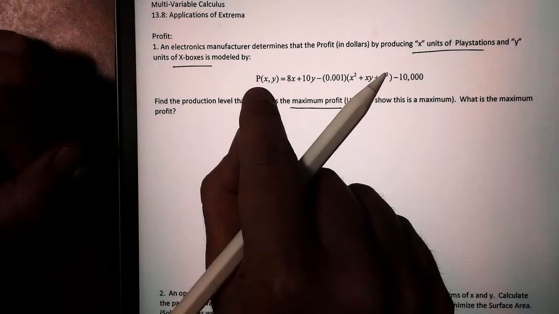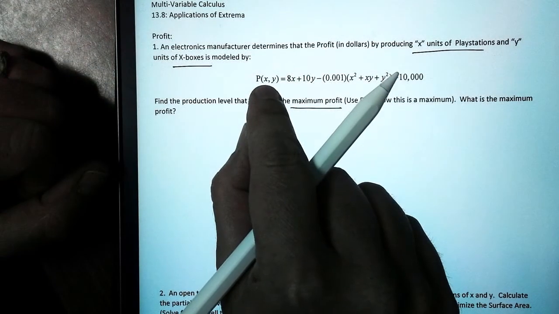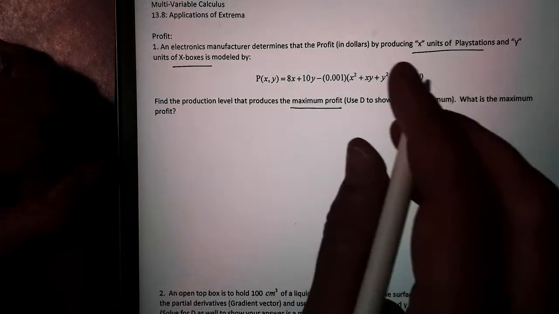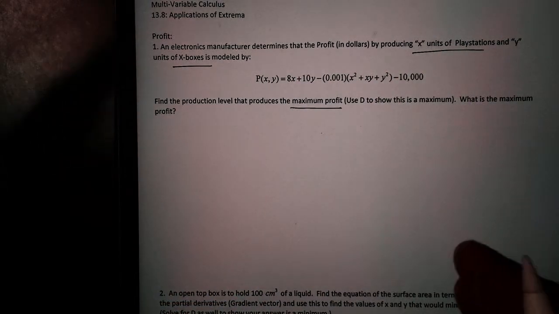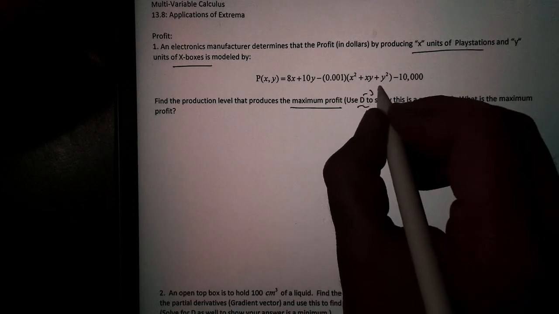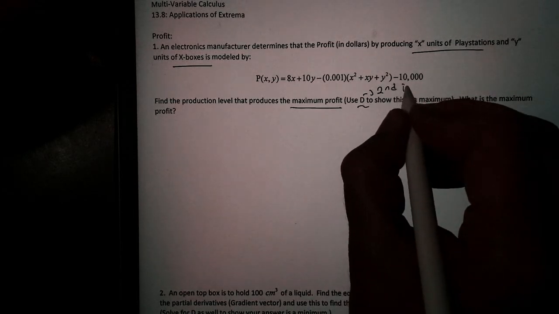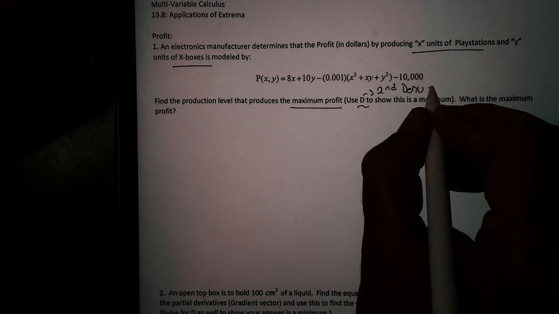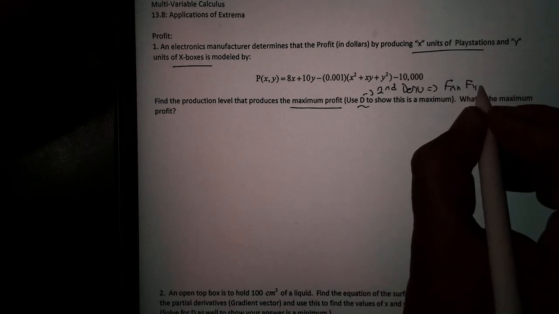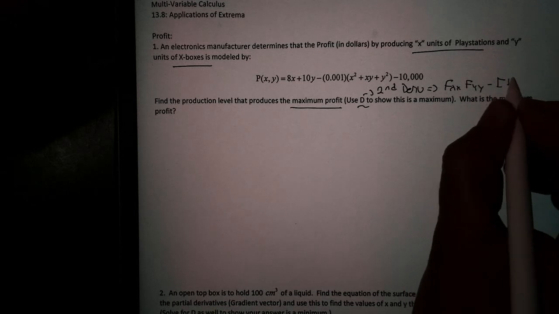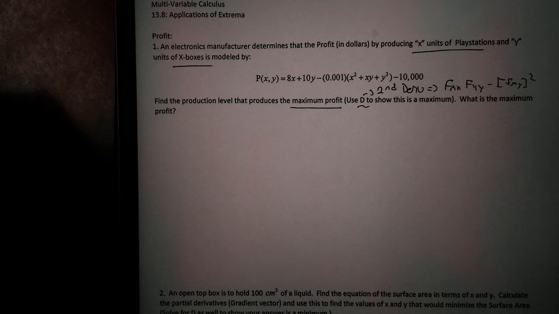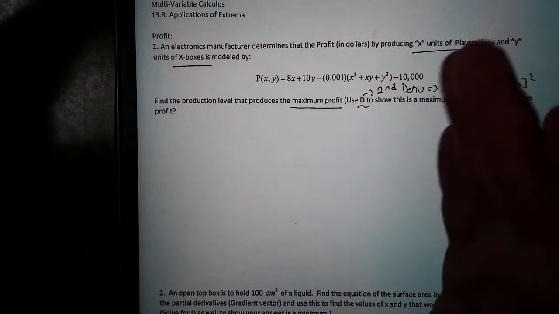Our profit equation is given by this. x is the number of PlayStations, y is the number of Xboxes, and we're modeled by this. So we're looking at maximum profit right here. Then they say use D to show that this is indeed a maximum value. They're talking about that second derivative test. Remember, D was equal to fxx times fyy minus the partial of xy squared. And we want to find out what that maximum value is. So this is, of course, our extreme value.